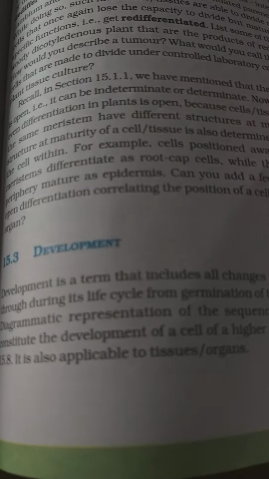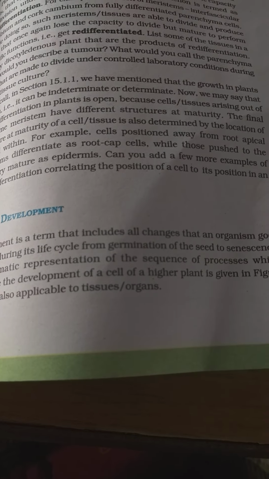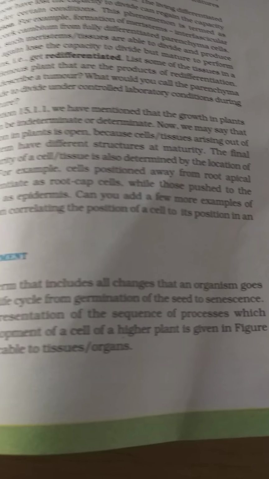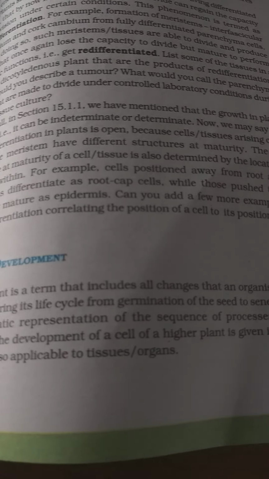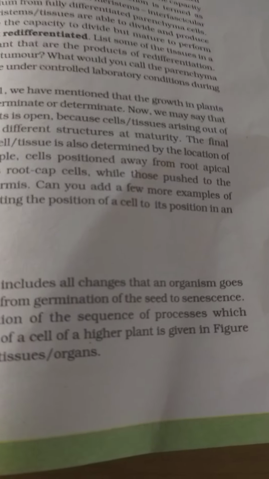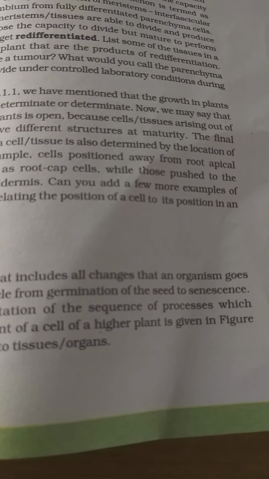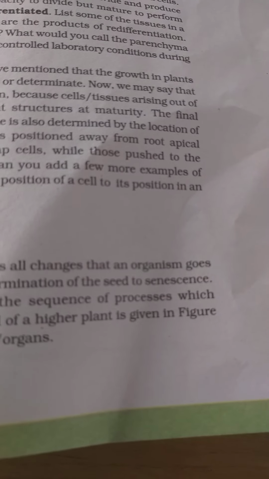Here in this part you see it is development. Now what is development? Development is a term that includes all the changes that an organism goes through in its life cycle, from germination of the seed to senescence. What is senescence? Death and maturity. So I'll show you a schematic diagram.